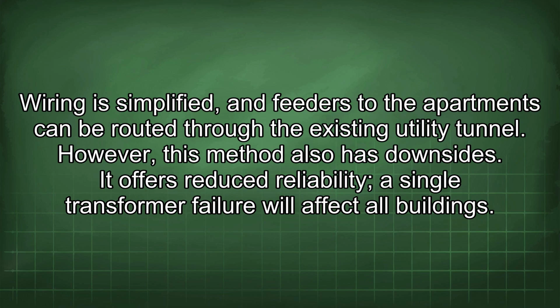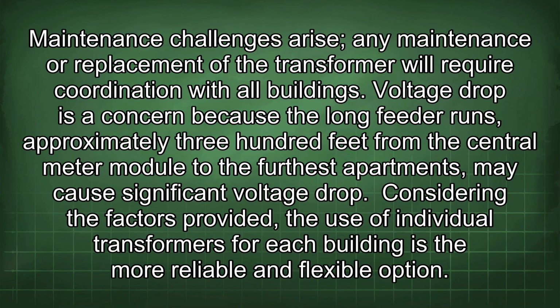However, this method also has downsides. It offers reduced reliability. A single transformer failure will affect all buildings. Maintenance challenges arise. Any maintenance or replacement of the transformer will require coordination with all buildings. Voltage drop is a concern because the long feeder run, approximately 300 feet from the central meter module to the furthest apartments, may cause significant voltage drop.